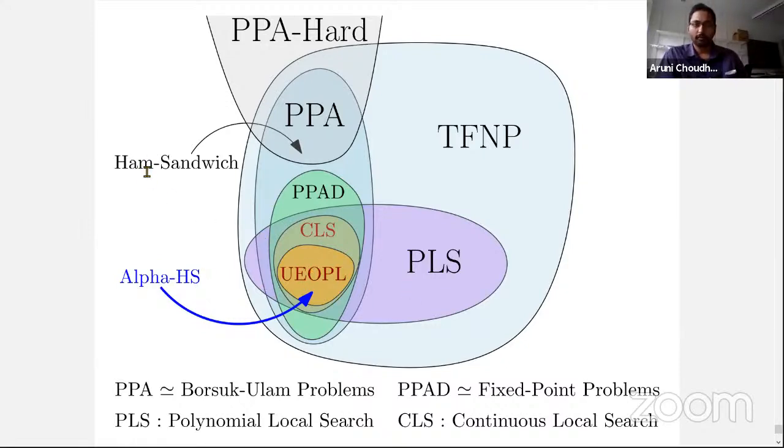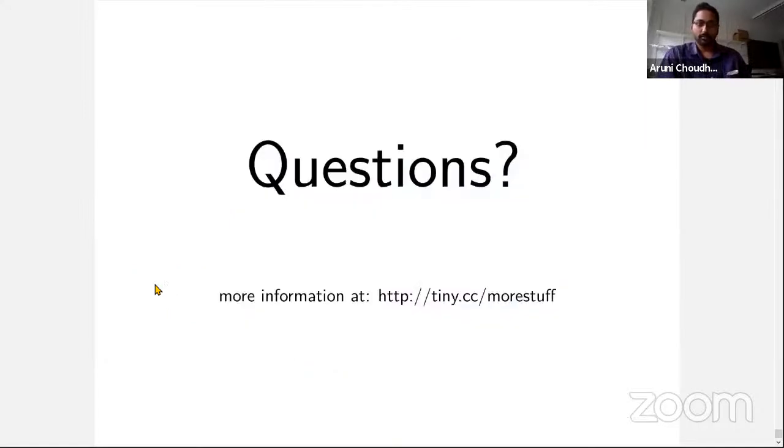For the regular Ham sandwich problem, where you just want a bisection for each point set, that lies in this supposedly larger class. And that is also complete for this class. This was shown last year. But we do not know any hardness results for this problem yet. So if you have any questions, I'd be happy to answer them. And if you want to read a longer version of the paper, you can go to this link.